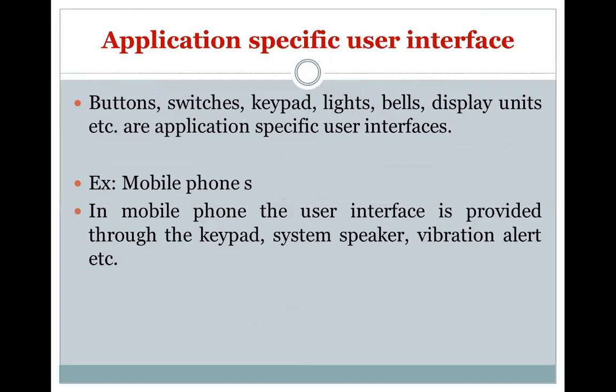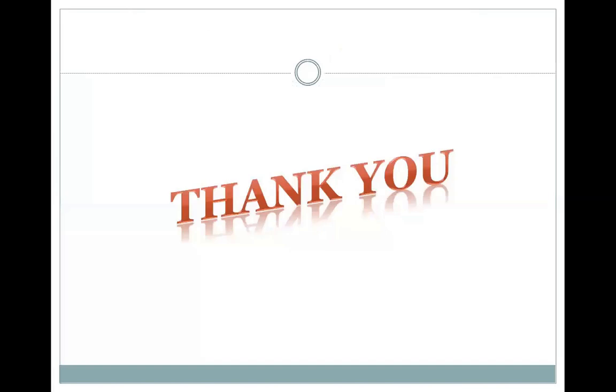An application-specific user interface includes buttons, switches, keypad, lights, bells, display units, etc. Example, mobile phones. In a mobile phone, the user interface is provided through the keypad, speaker, vibration motor, etc.